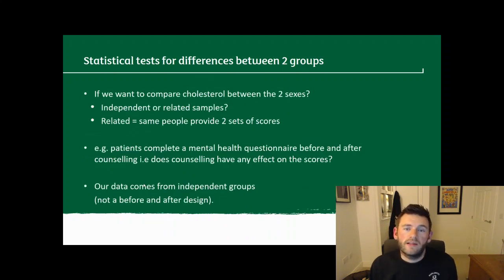So if we want to compare cholesterol between two sexes, men and women, in our data set, are these independent or related samples? Remember, they'll be related if it's the same people providing two sets of scores. They'll be independent if each individual only gives us one value in terms of their cholesterol. For example, patients complete a mental health questionnaire before and after counselling. Does counselling have an effect on the scores? That's where we then have a related, repeated sample. Our data comes from independent groups, so it's not a before and after design that you'll be looking at in the SPSS data that I've given you.